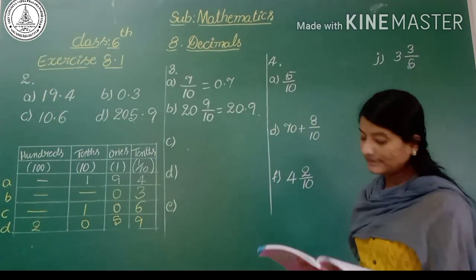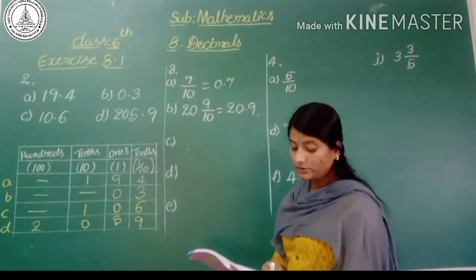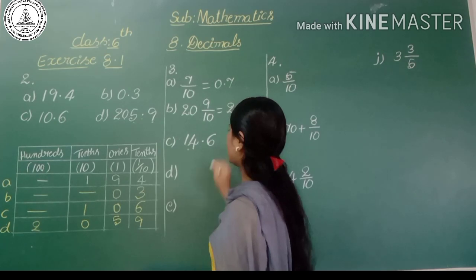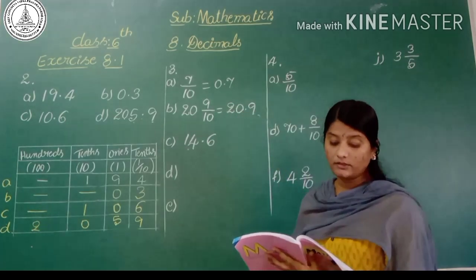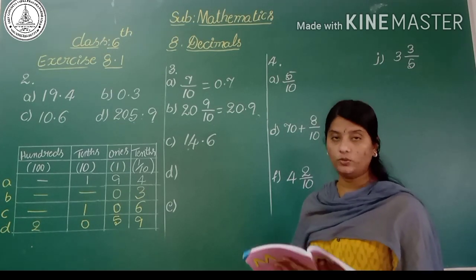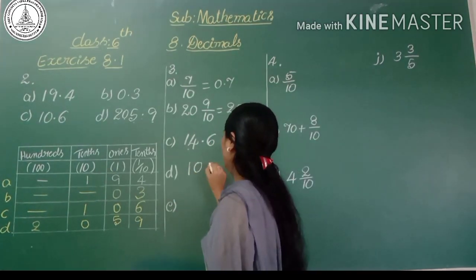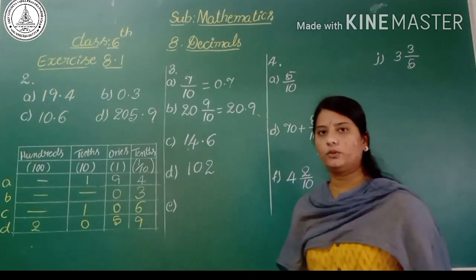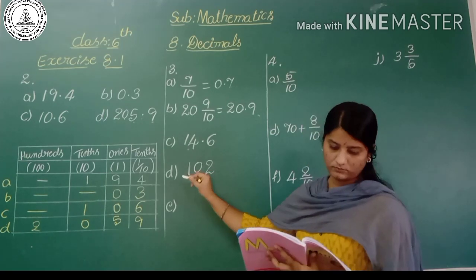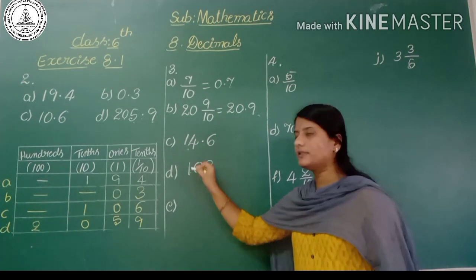Then the third one is 14.6. They said to write 14.6. We can write it directly, 14.6. Then the fourth one, 102 ones. So 102 ones means 102, and in the tenths place the decimal part it is 0.